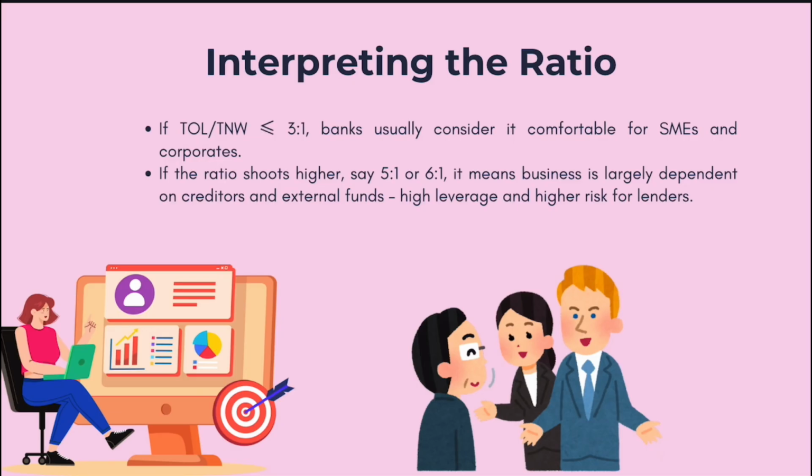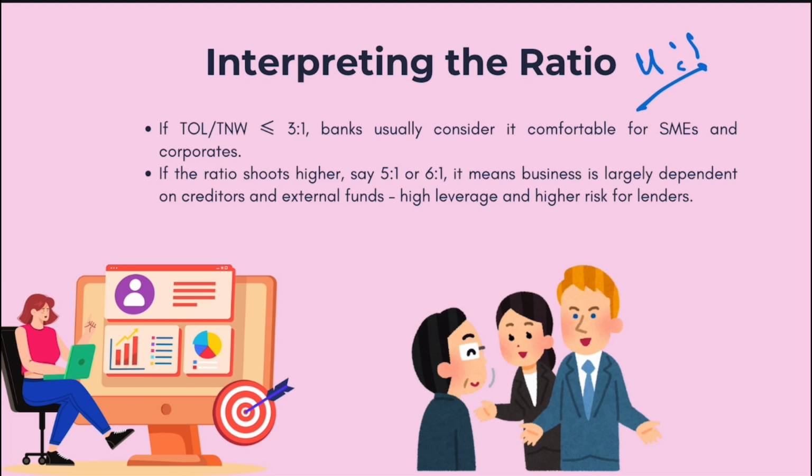So let's interpret this ratio, and this is the most important part, right? How we read this ratio is interesting. If this ratio is less than 3, banks usually consider it comfortable for SMEs and corporates, and in most banks the maximum acceptable ratio is 4:1, right? Now if this ratio shoots higher, say 5:1 or 6:1, it means the business is largely dependent on creditors and external funds. High leverage and higher risk for lenders.